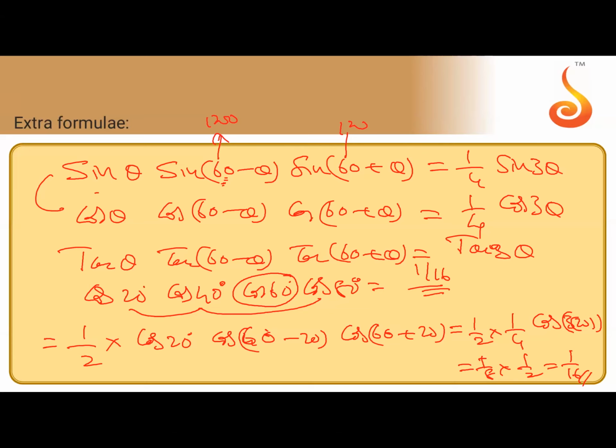Oh, cos 60 you did not see. Okay, fine. That's why read the question clearly. The value of cos 60 is 1 by 2, and the remaining part you can group: 20, 40, 80. Yes, understand? Yes, next one.